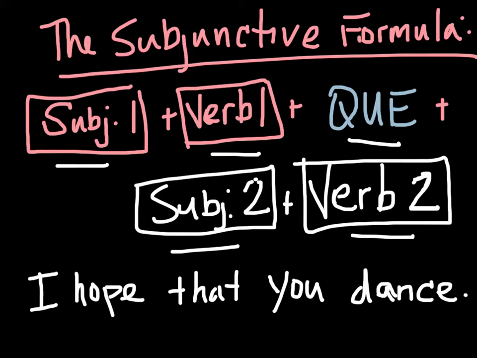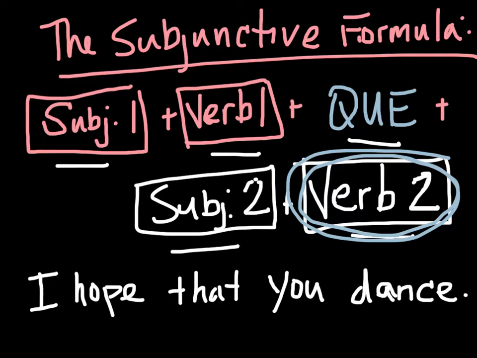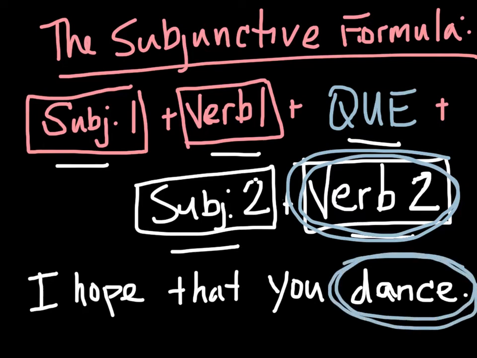Okay. In this case, our verb 2 is the verb that we put in subjunctive form. Okay. So again, subject 1 is I, verb 1 is hope, que is that, subject 2 is you, and verb 2 is dance. And that verb 2 is what goes in the subjunctive form.